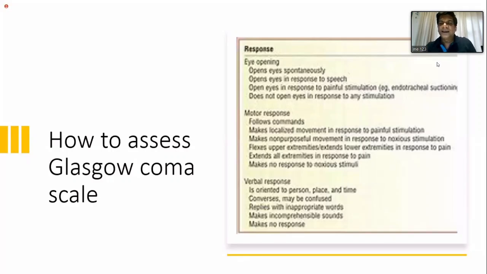With the stimulus, he moves away and flexes to avoid the pain, not localizing the pain. Then you give it 4 marks. And when you give painful stimuli, he just flexes, but not moving away from the painful stimuli, not localizing the pain, just gets stiffened like that.